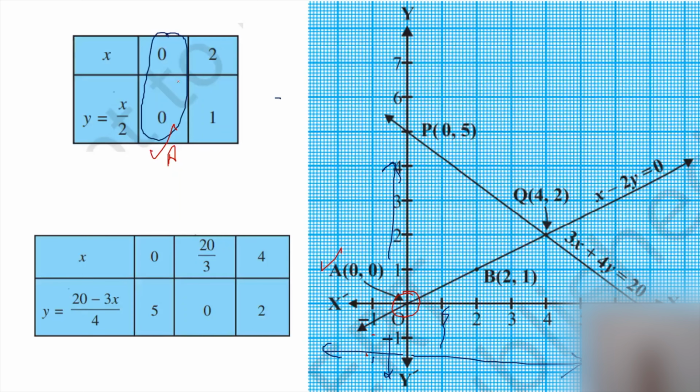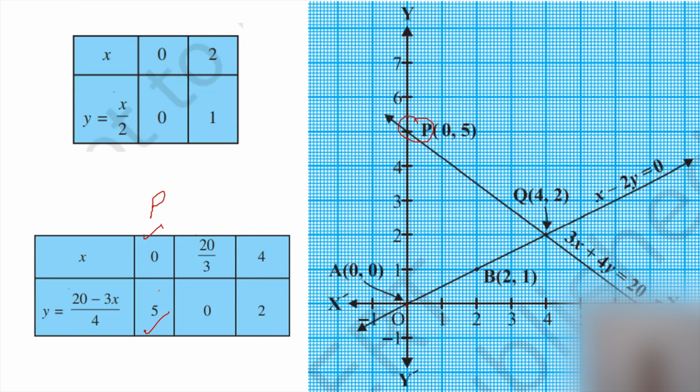Now x is equal to 2, y is equal to 1. X is equal to 2 means horizontally 2 we have to take and vertically 1 we need to take, and it is represented by point B. The graph of this equation is this line, and the equation is also written on the graph. Next is the second line. For the second line, x is equal to 0, y is equal to 5. Here is the point P which is representing this point.